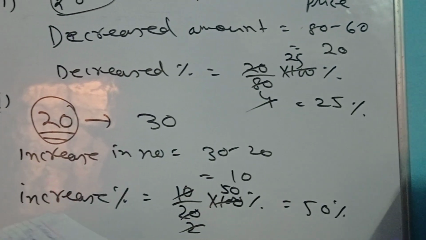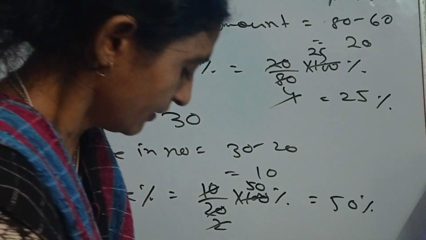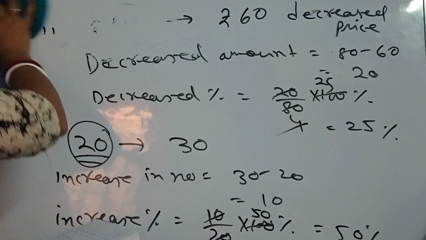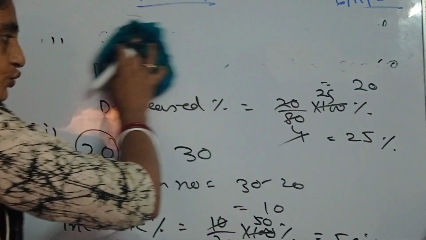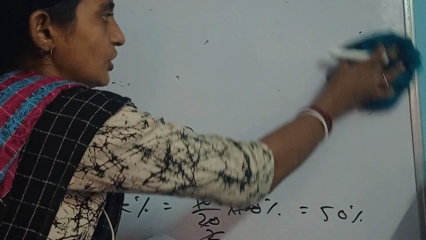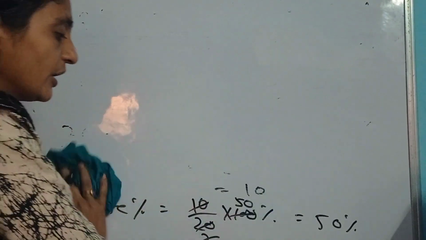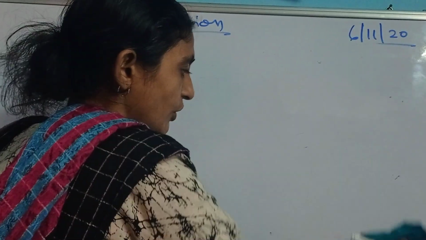I hope you are clear about this question. The next question I have selected from your question set is question number 21. Here you have been given the selling price of a radio set, where two radio sets have been sold and the selling price of each is equal to 4,800. In one case he got a profit of 20% and in another case he got a loss of 20%. So you have to find out the overall profit or loss percentage.